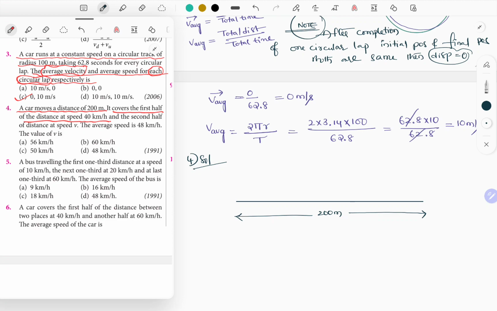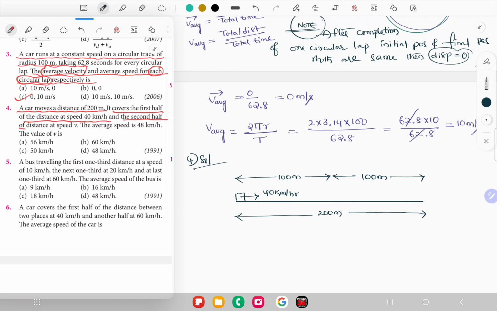It covers the first half of the distance at a speed of 40 kilometer per hour. Okay. First it is traveling with 40 kilometer per hour. So what is the total distance it is covering? 100 meter. Okay. Let us see about the next remaining distance. Remaining distance is going to be 100 meter.